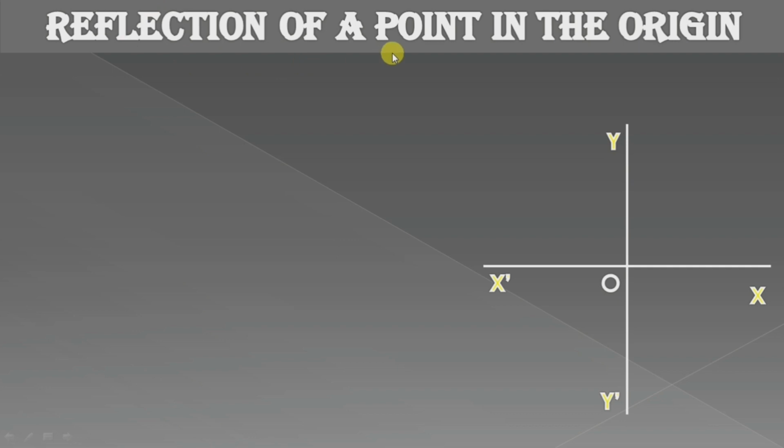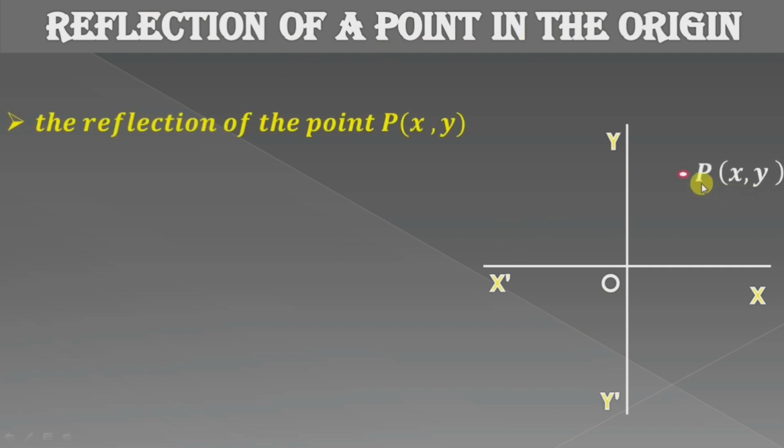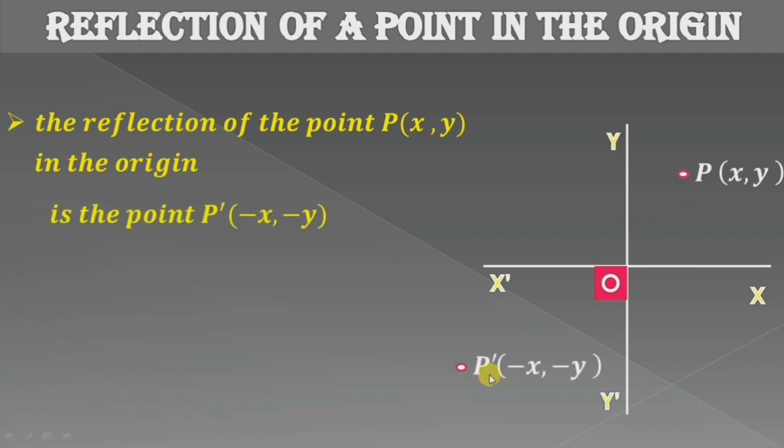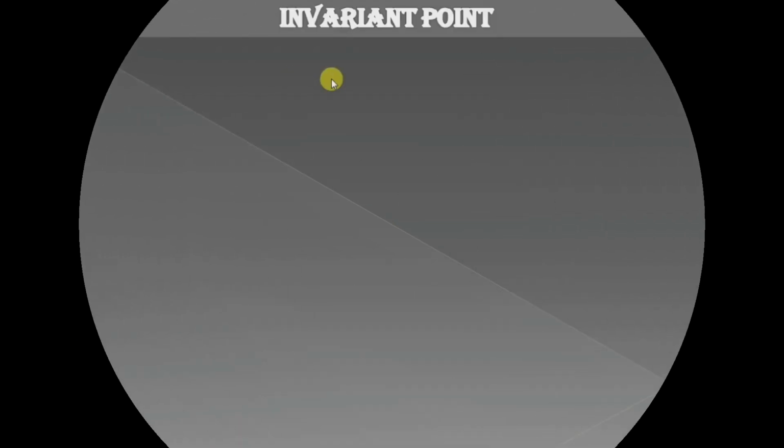Now reflection of a point in the origin. So let us consider a point P(x, y) is reflected in the origin O. So the coordinates of its image are minus x, minus y. So any point when reflected through the origin, the coordinates of its image are minus x, minus y. That means the sign will change.